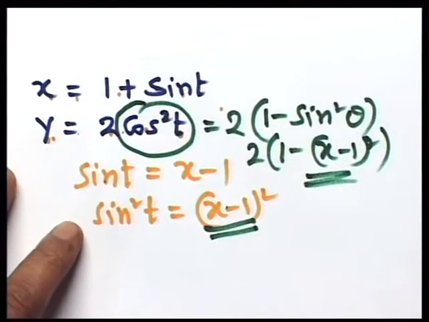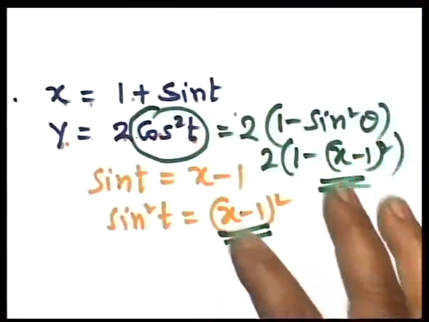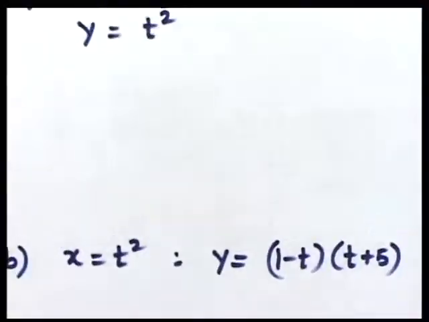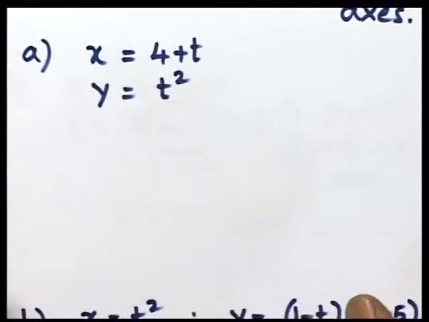Open the bracket, collect your like terms. That should be the answer. I just want to stop there. We finished the conversion into the Cartesian form from the parametric form. The next few sums are based on the parametric equations intersecting with the x-axis and y-axis, and then finding the intersecting points. So it's the intercepts, next question, please. That's what it is, intersection with the x and y axis, and how to solve that type of sums.